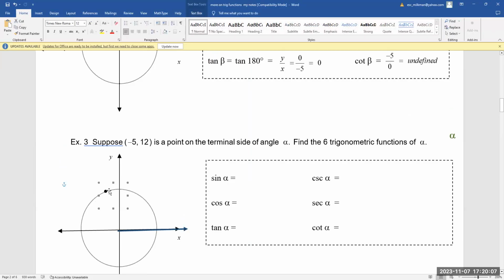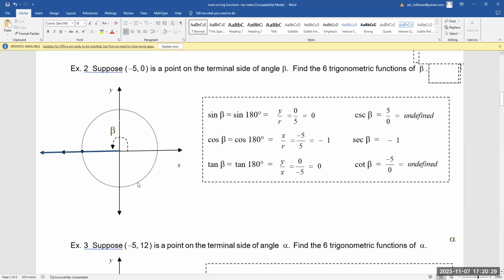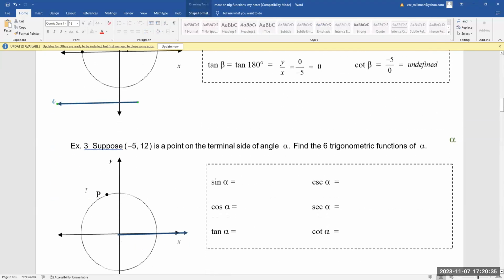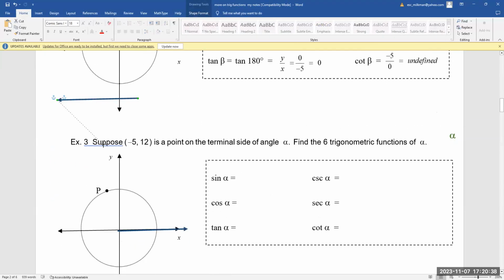Let me call that point P. Again, I located it without graph paper, about -5 and up 12 spaces. I need my initial ray. I also need my terminal ray. So let me move this down here.